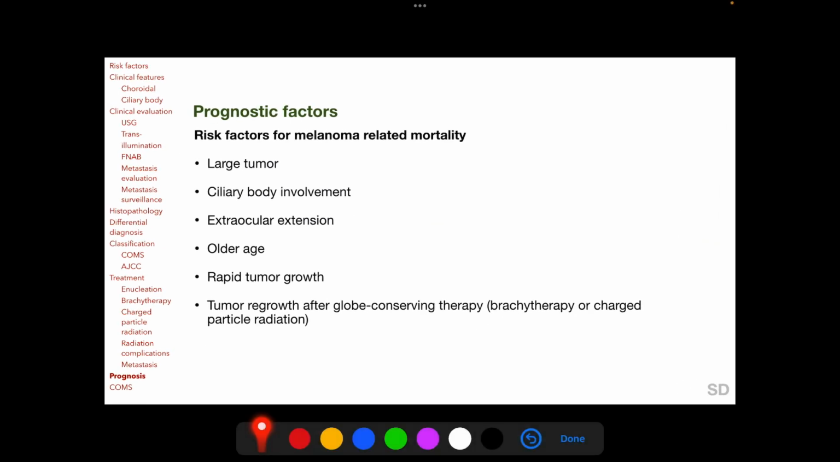Prognostic factors for patients with choroidal melanoma are described as clinical, genetic, or histopathological. Clinical risk factors determining melanoma-related mortality include large tumor, ciliary body involvement, extraocular extension, older age, rapid tumor growth, and tumor regrowth after globe conserving therapy. The first three criteria are in the AJCC system.